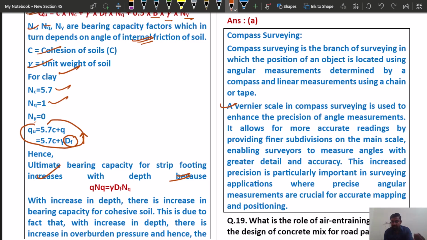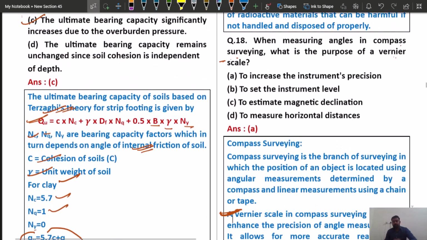A vernier scale in compass surveying is provided to enhance the precision of the angle measurement. It gives an accurate reading by providing finer subdivisions of the main scale. This is required for more detail and accuracy in the work. So it is provided to increase the instrument's precision. Option A is correct. Now proceeding to the next question.